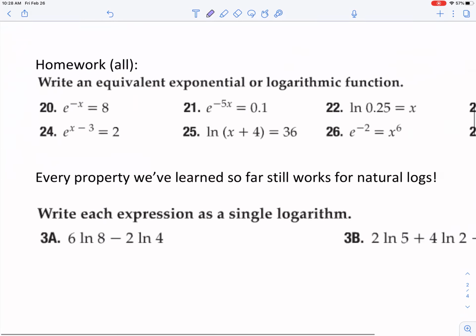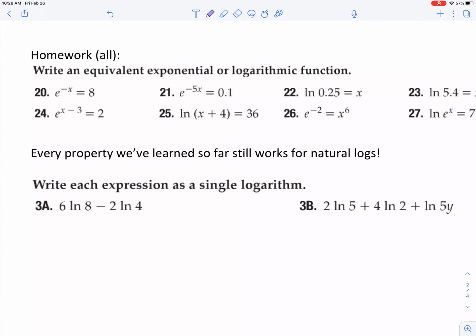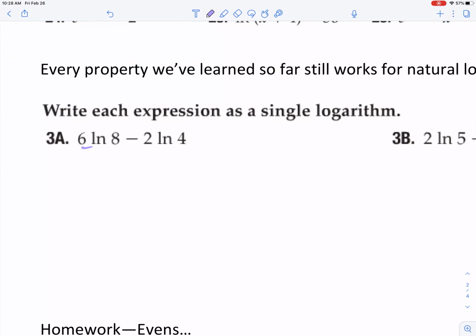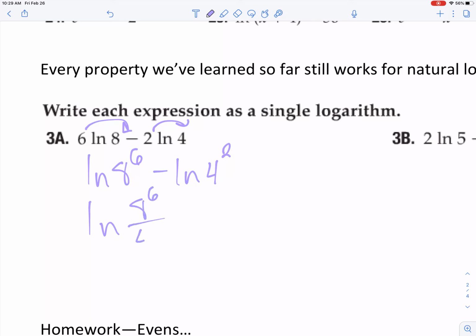Okay, so every property that we have learned so far is going to still work for natural logs because at the end of the day, they're still just a log. So for example, on 3a, I see that they give us a multiplier outside of the log. I can pull that up to be an exponent. So this would be the natural log of 8 to the 6th. And I can pull this 2 up, so this would be the natural log of 4 squared. And then I can remember that, oh yeah, if I have subtraction, I can morph that into one log, where the first item is being divided by the second item.